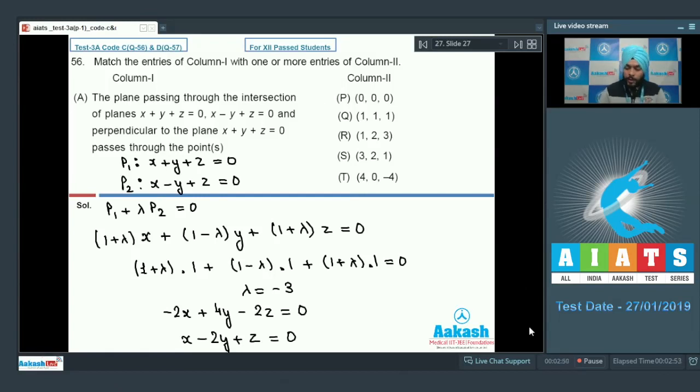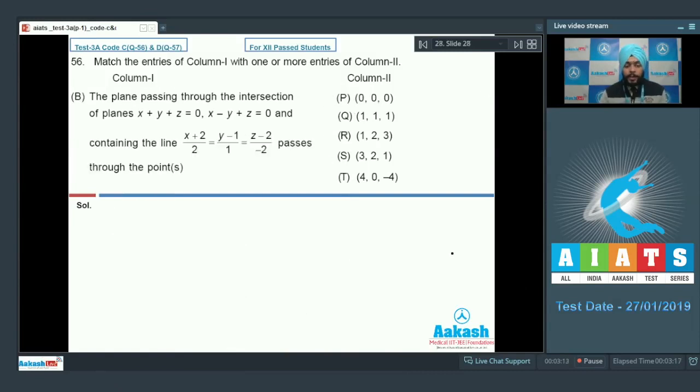So it passes through 0 comma 0 comma 0, correct. 1 comma 1 comma 1, correct. 1 plus 3 minus 4, 1 to 3 is also correct. 3 to 1 is also correct. 4 0 minus 4 is also correct. So P, Q, R, S, T, all 5 options are correct corresponding to entry A in column 1. Let us move on to B.